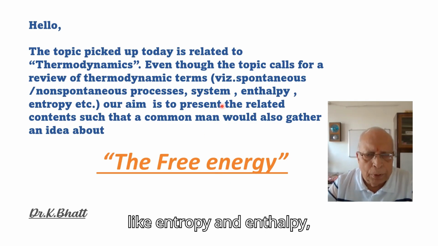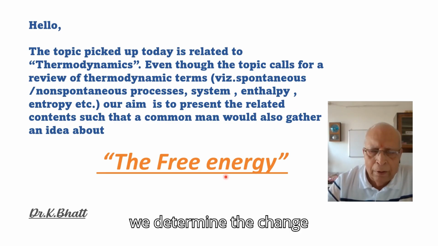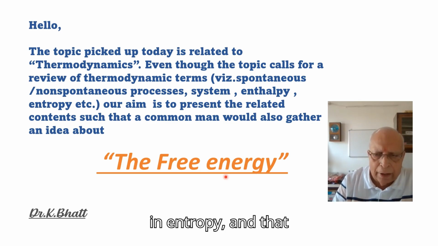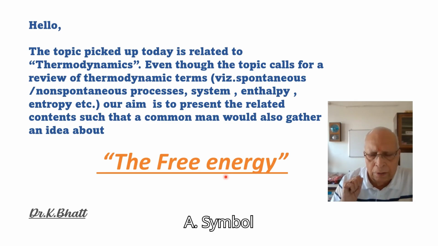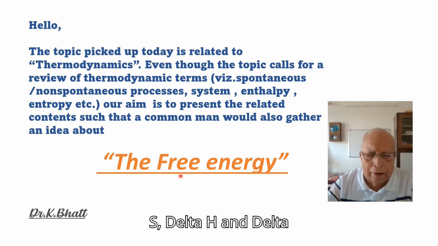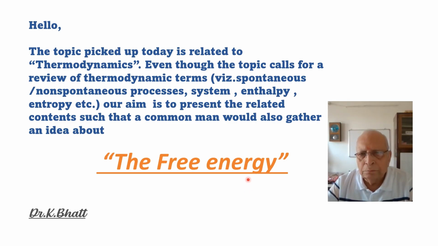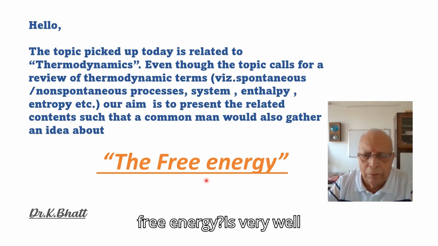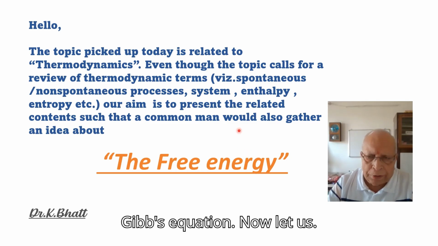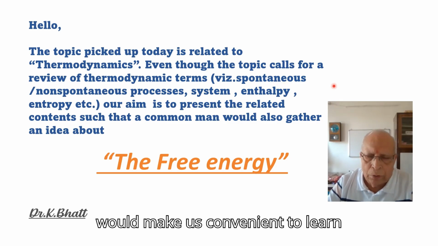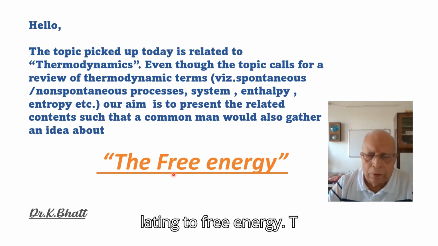Just like entropy and enthalpy also, we determine the change in energy, change in enthalpy, change in entropy, and that is represented by a symbol or notation known as delta. Delta S, delta H, and delta G. So the change in free energy is determined. And how do we determine this change in free energy? It is very well given by the Gibbs equation. Now let us go through certain slides which would make it convenient to learn about the Gibbs equation relating to free energy.